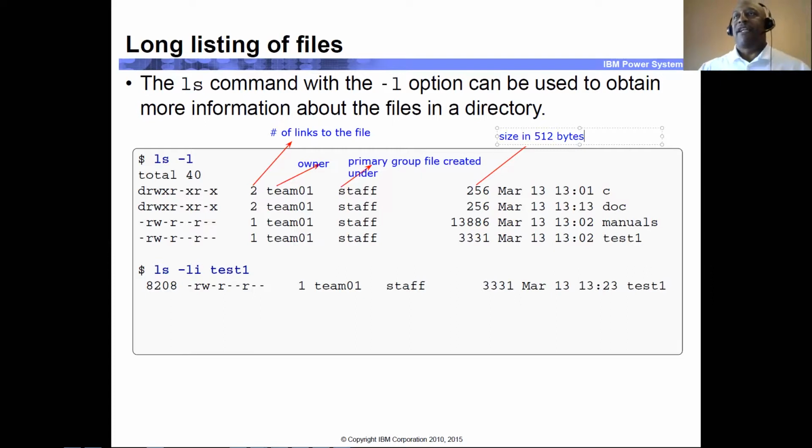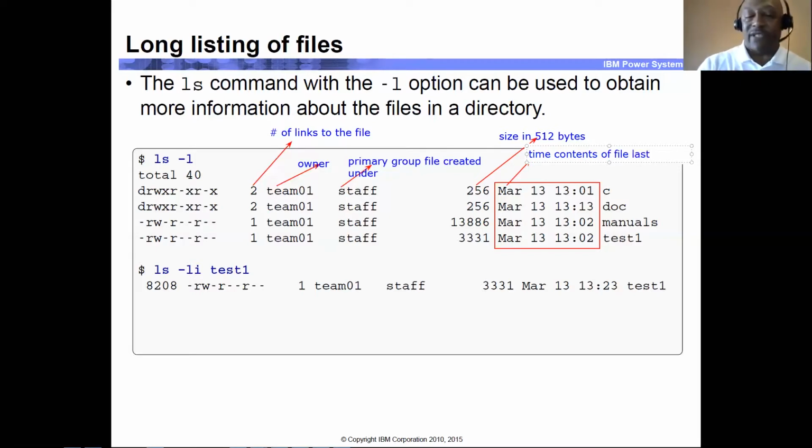And then of course, this timestamp, and I'll just kind of highlight the timestamp out here. This field here is a timestamp field. In other words, the time that the contents of the file were last modified. Okay. Time contents of file last modified, last updated, we'll say.